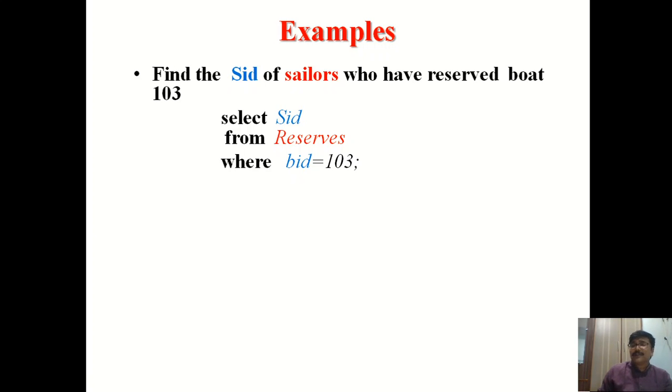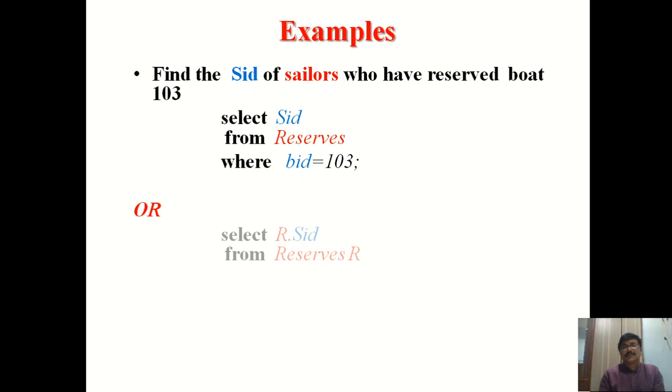In the reserves table, observe that we have the SIDs of Sailors who have reserved a boat, and the BID, which boat is reserved, those IDs and reservation details. So we can get the data from reserves itself. Select SID from reserves where BID is equal to 103. Simply from this reserves table we get the SIDs.